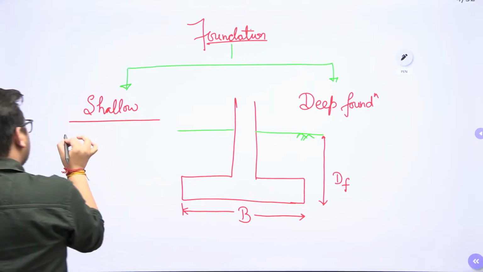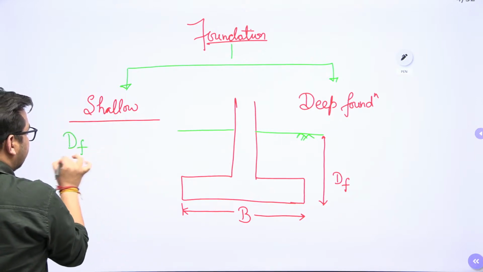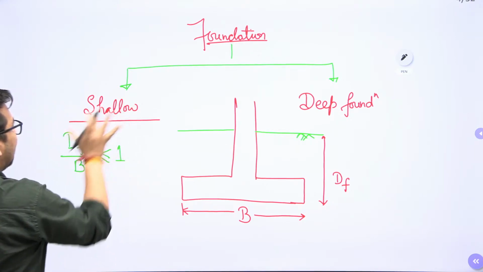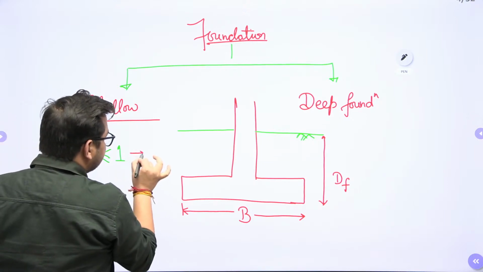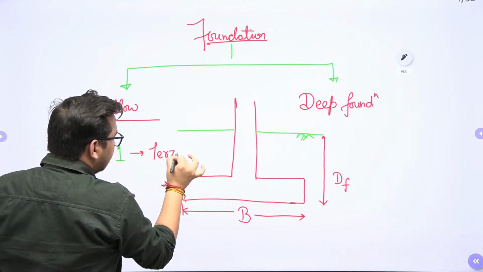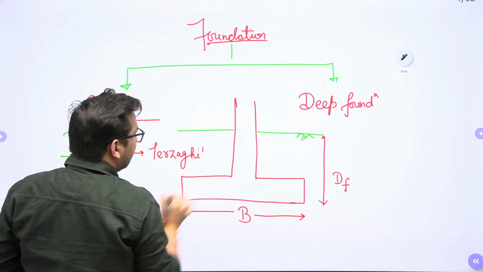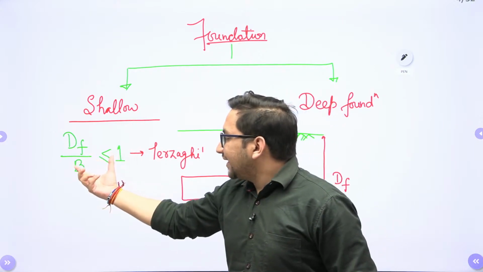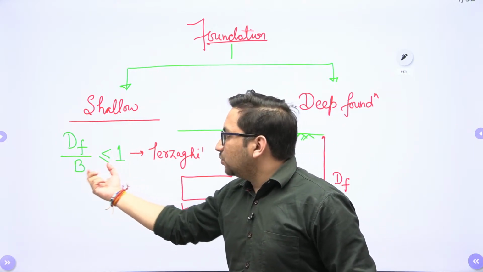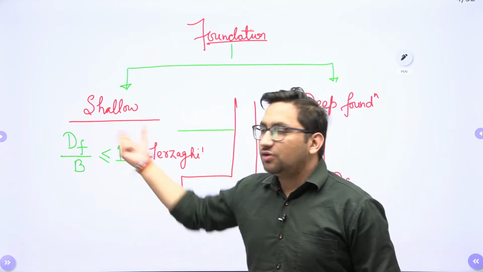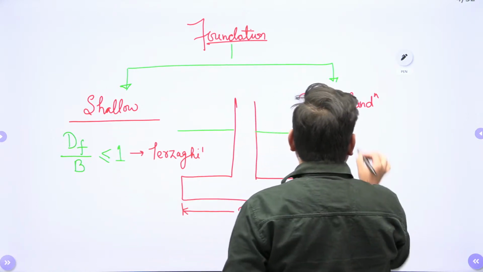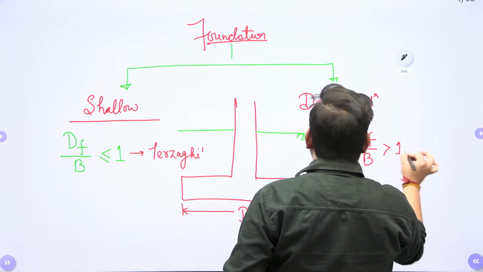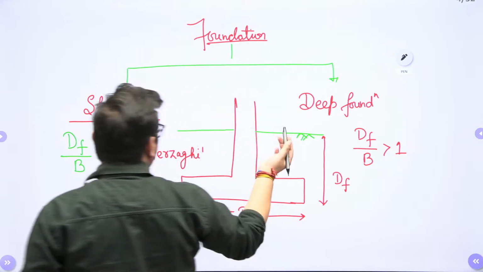So if the depth of foundation by width of foundation is less than or equal to 1, you will call it a shallow foundation. This is according to Terzaghi, the father of soil mechanics. According to Terzaghi, if the depth of foundation is less than or equal to the width of foundation, it will be a shallow foundation. Oppositely, if Df by B is greater than 1, it will be a deep foundation. Clear?